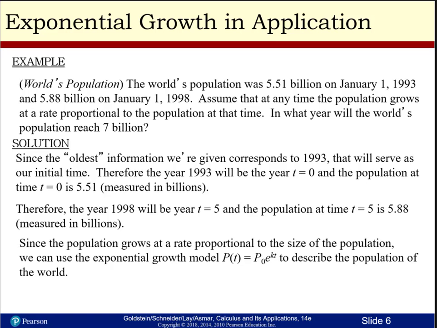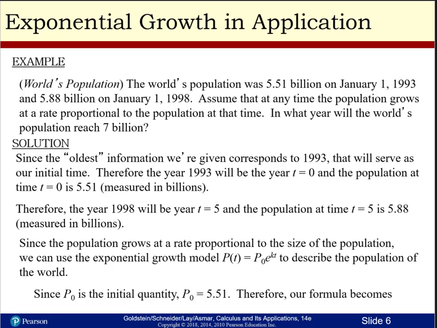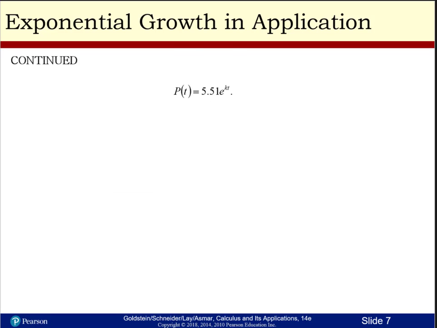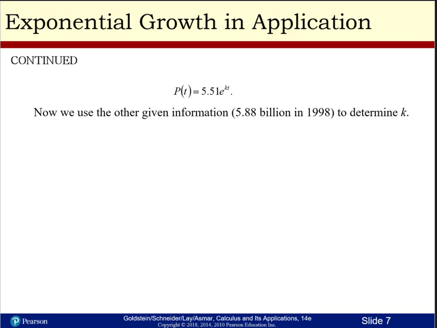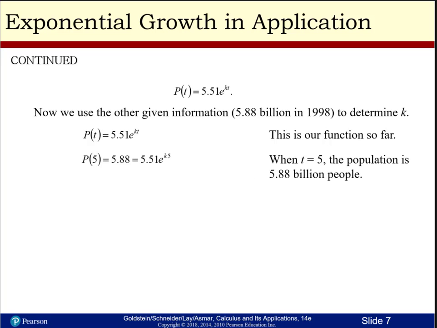Now, since the population grows at a rate proportional to the size of the population, we can use the exponential growth model, P of t equals P naught e to the kt, to describe the population of the world. Since P naught is the initial quantity, just plop that 5.51 in there, and our formula then becomes P of t equals 5.51 e to the kt. Now, we can use other given information, 5.88 billion in 1998, to determine k. It's typically what we do with these. This is our function so far. Then we're going to plug in when t equals 5, and then solve for k.